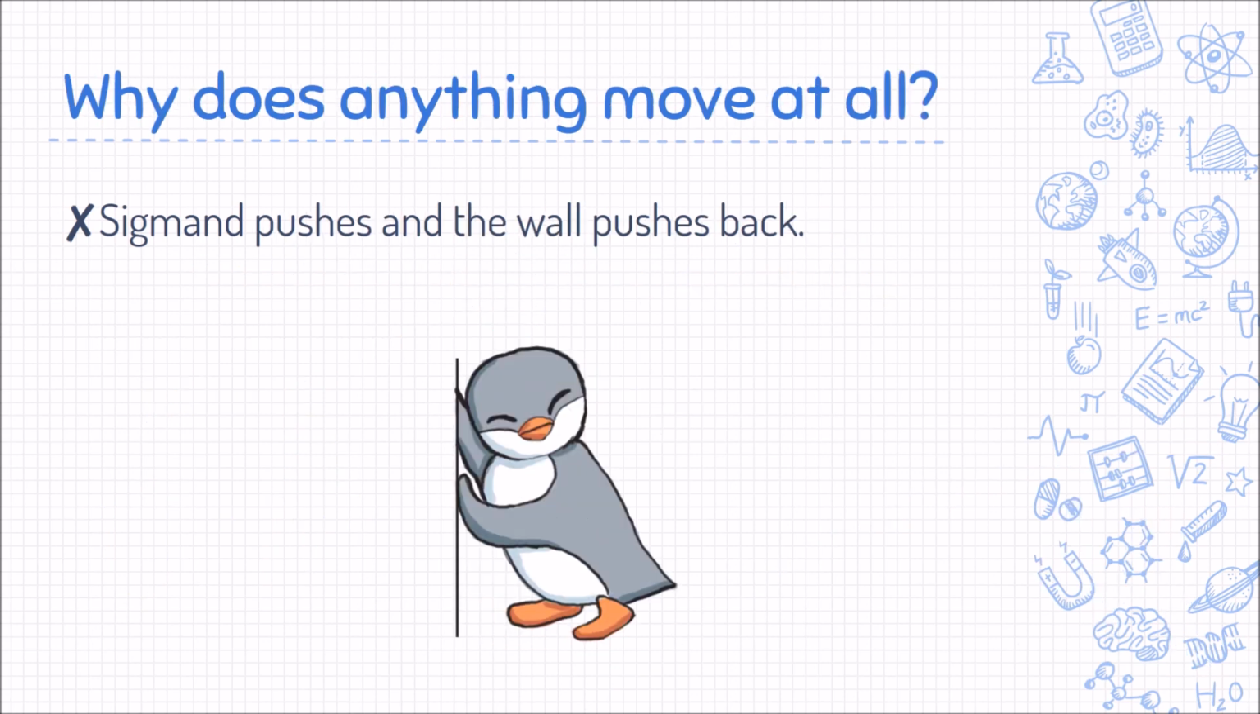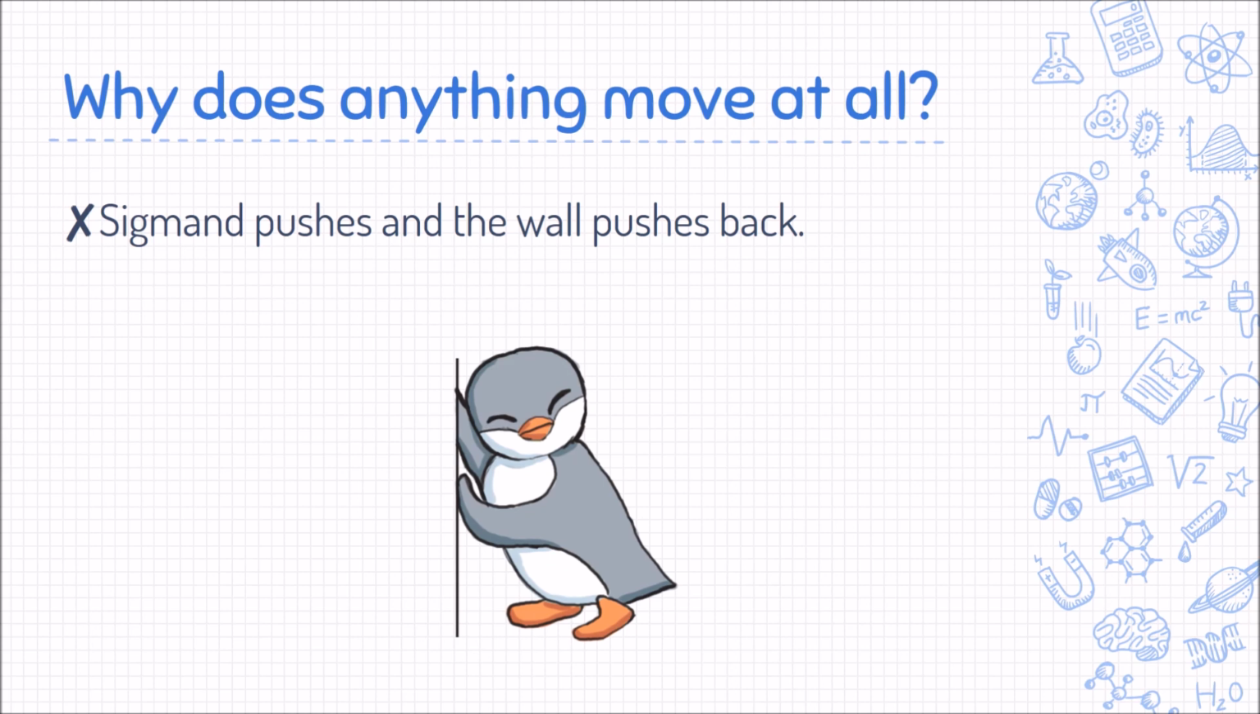So if every force has an equal and opposite force, how does anything move at all? For example, if we have Sigmund pushing against a wall, and we've done this a few times too, we've pushed against the wall and nothing has happened. We can push and push and push and we won't move and the wall won't move. But that is not because of equal and opposite forces. That is not because of actions and reactions. That's because we have friction beneath our feet.